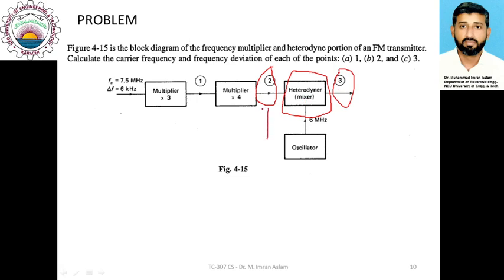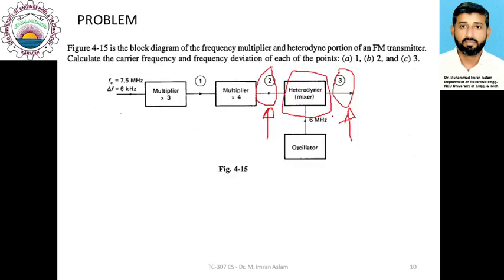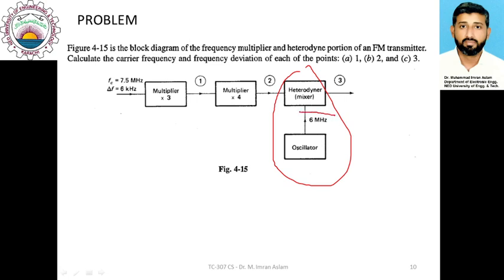Whatever frequency deviation you have at stage number 2, the same frequency deviation would appear at stage number 3. So the frequency deviation would be 72 kilohertz only, as we have noticed for stage number 3. However, because of this heterodyning, the carrier frequency would get changed, and the change would be equal to the frequency of this local oscillator, which is 6 megahertz.